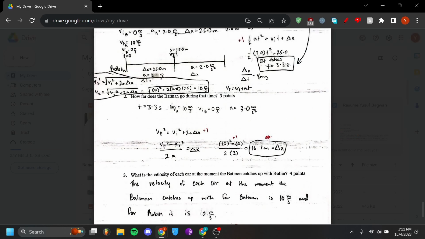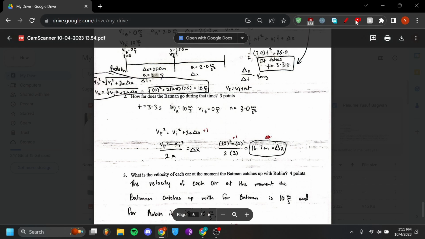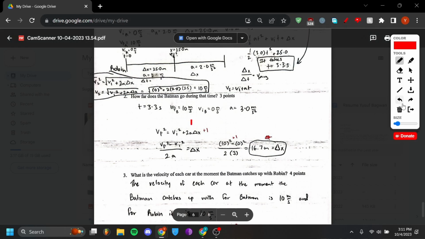How far does Batman go during that time? Well, it's 12.47 minus 0 over 2 times 3. Hold on. Oh, it's squared. My bad. I forgot to square it. That's going to be 25.92 meters. Boom.